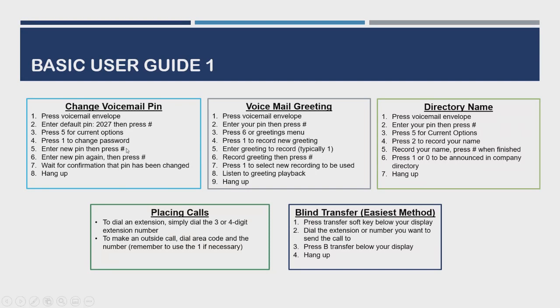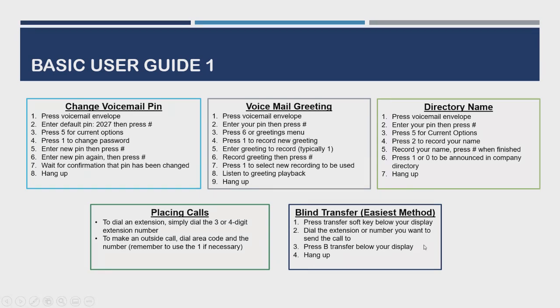So now we're ready to start placing phone calls. To dial another extension, you simply dial the 3 or 4 digit extension number. Or to make an outside call, unlike some older phone systems where you actually had to dial an 8 or a 9 to get an outside line, you no longer need to do that. You simply dial the 10-digit number just like you were calling it from a cell phone, and that will complete the phone call for you.